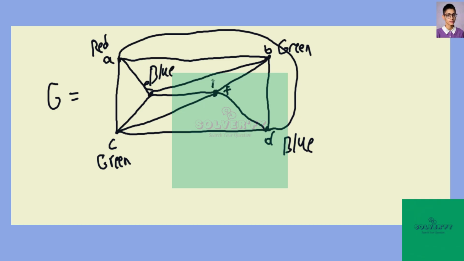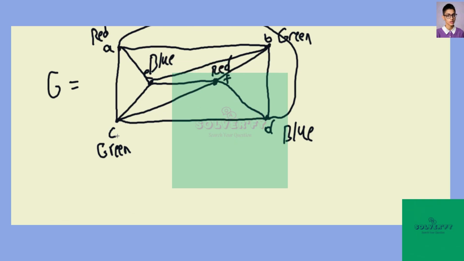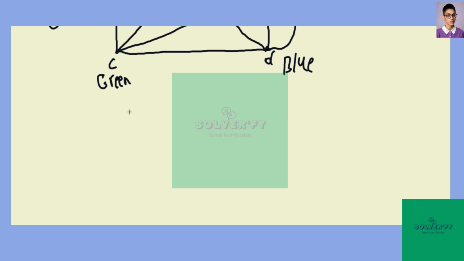So how many colors do we see here? Well, we see three colors, right? Red, blue, and green. So therefore, the chromatic number of G is equal to 3.